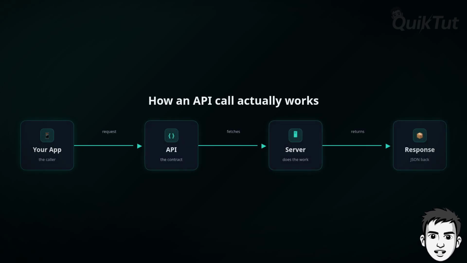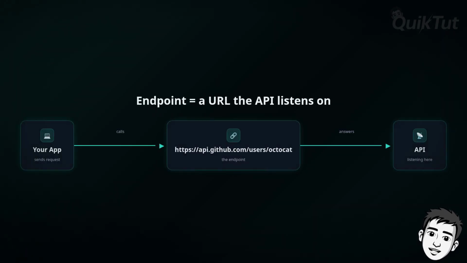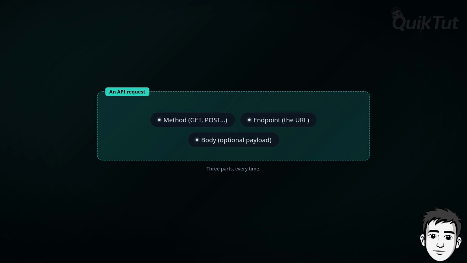Your app sends a request, an API receives it, and a server sends an answer back. That address is called an endpoint, which is really just a URL the API listens on. Every request has 3 parts: a method, an endpoint, and sometimes a body.